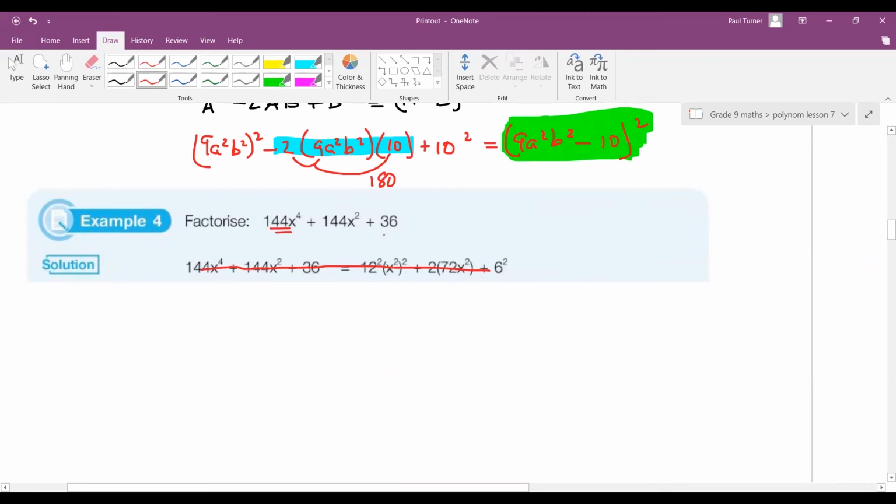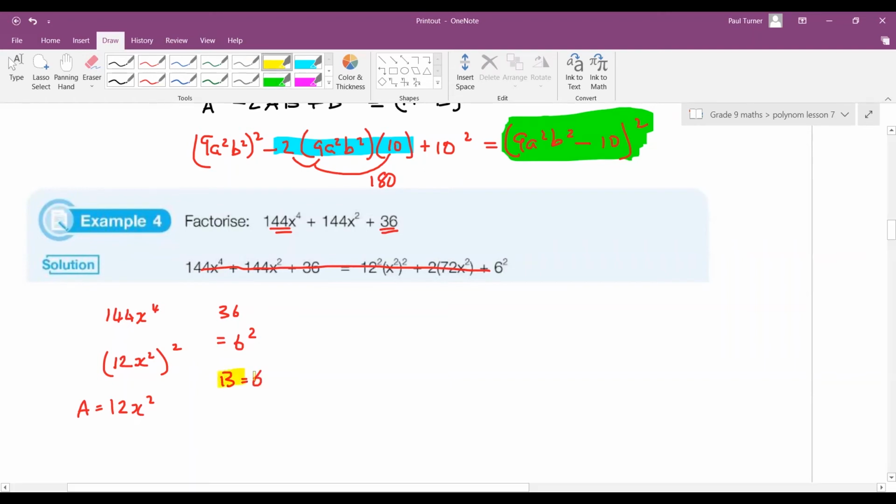So look at your first term, look at your last term. So you've got 144 x4. So we want power 2. So we want to turn this into something power 2. Well, 144 is 12 squared. That's one you should know in your head already. So 12 squared, 144. x4 must be x squared. 2 2s are 4. Okay, so then a is 12x squared. So we write that down. And then we do the same for 36. And 36 is 6 squared. So b will be 6.